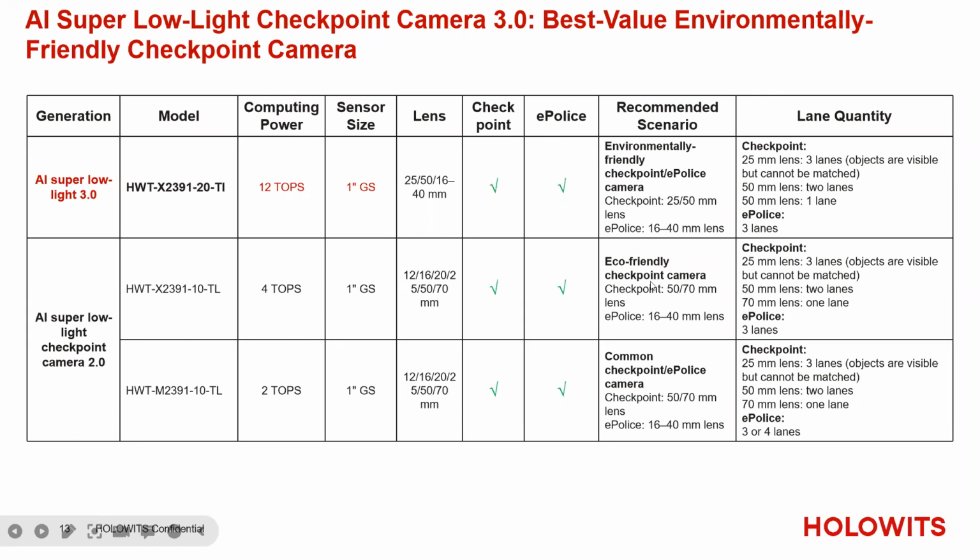And one thing to add is that the 16 to 40 mm zoom lens was introduced with the 3.0 camera. It can also be used on the 2.0 cameras. This lens can be used in these two models.